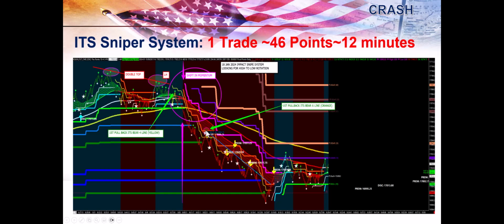I enter into that ITS line right here, and I follow it down with the stops above on the pink line. Once I get a little bit of momentum going, I pull my stops down to the yellow, and I continue to hold it. In that case, I still would not have gotten stopped out here, even though it came close. And I ride it all the way down to this point right here. That's 46 points in 12 minutes.